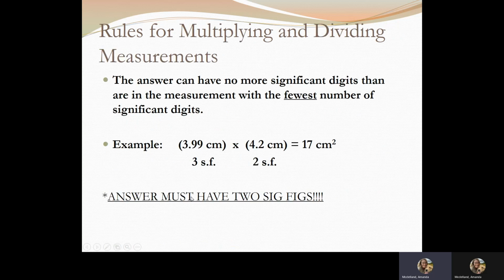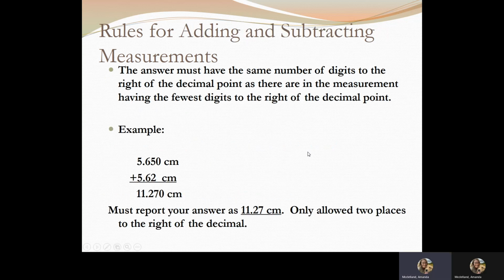All right. Also the rules for calculations. For multiplying and dividing, I round my answer to the fewest number of sig figs in my calculation. So if I take a look at my example here, 3.99 would have 3 sig figs, while 4.2 has 2 sig figs. So I must round my answer to 2 digits. So I rounded it to 17 centimeters squared.